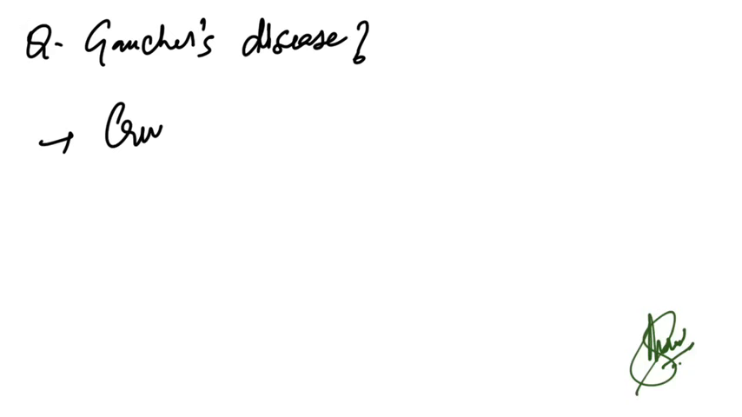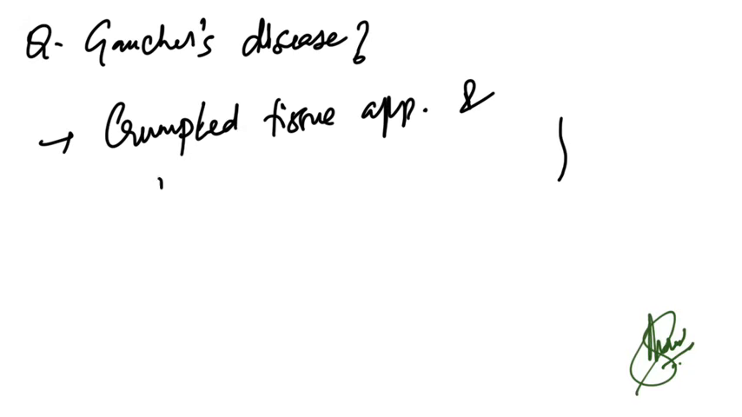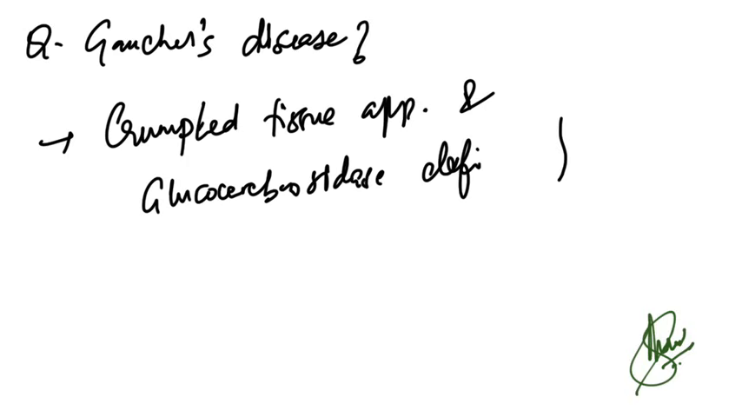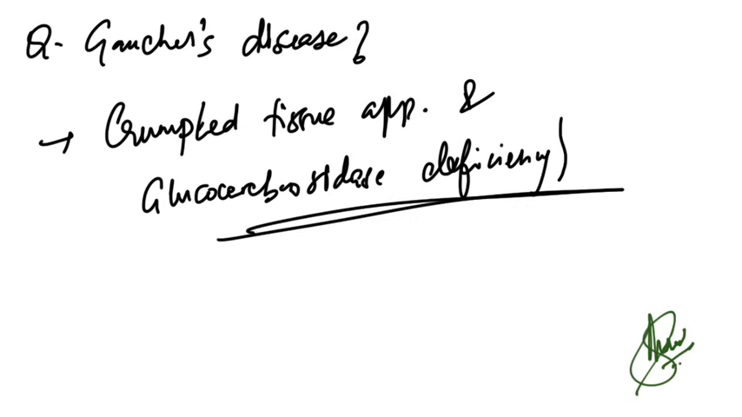Gaucher's disease. Crumpled tissue paper appearance and glucocerebrosidase deficiency. This was the correct answer.